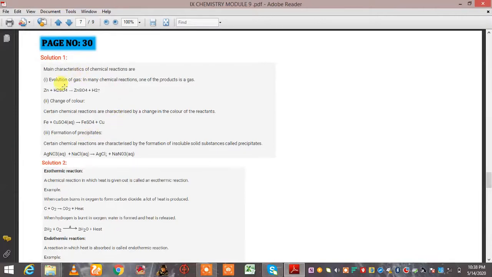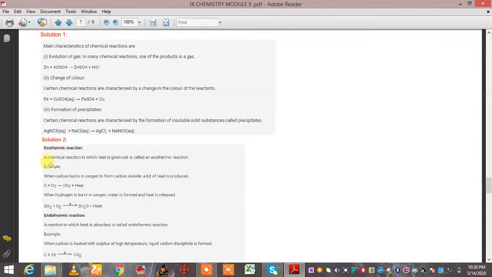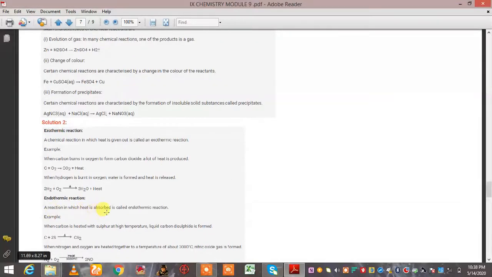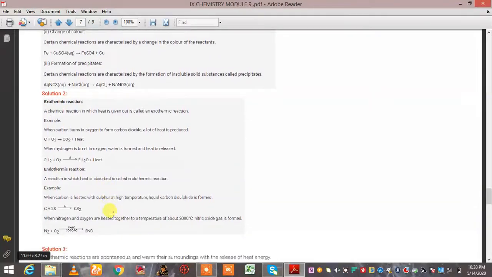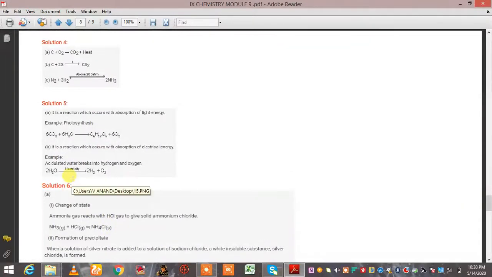Now, what are the main characteristics of chemical reaction? Already we have discussed, children: evolution of gas, change of color, formation of precipitate. Then what do you mean by exothermic reaction? It is a chemical reaction in which heat is given out. Endothermic is just the opposite: a reaction in which heat is absorbed. These are the examples. And the photosynthesis reaction, which occurs only with the absorption of light energy, is an example.